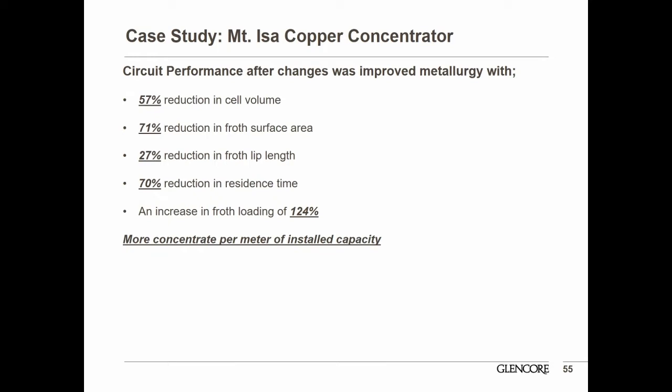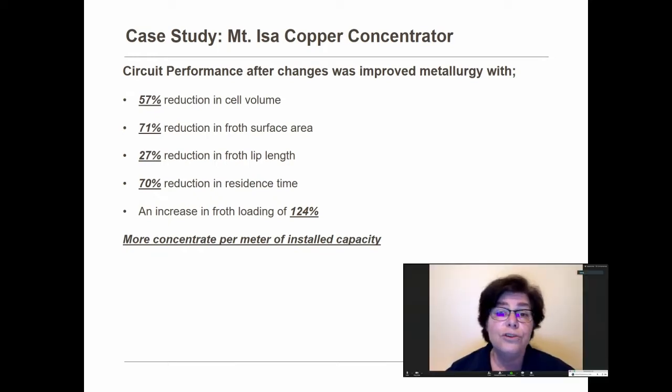So the metallurgy in this circuit has been excellent, even though this new circuit reduced the cell volumes by 57%, reduced the surface area for flotation by 71%, reduced the lip length by 20%. There was a 70% reduction in residence time and an increase in froth loading of 124%. So this demonstrates the superior performance of the Jameson cell in terms of productivity or more concentrate per metre of installed capacity.